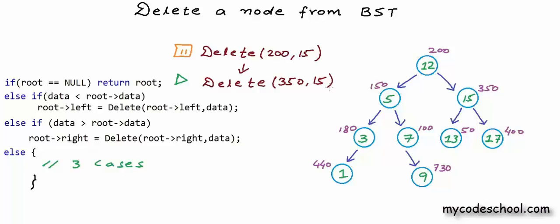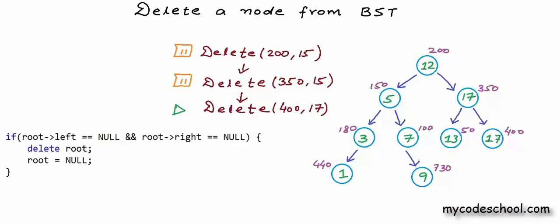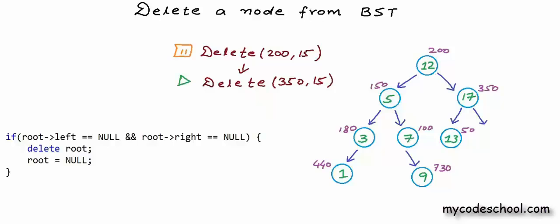Delete 350, 15 returns. Now for this call below, we will go inside the third else in case 3. Here we will find the node with minimum value in right, which is 17, which is 400. The value is 17. Address is 400. First we will set the data in the node at 350 as 17, and now we are making a recursive call to delete 17 from the right subtree of 350. We have only one node in the right subtree of 350. Here we have case 1. In this call, we will simply delete the node at 400 and return null. Remember, root will be returned in all calls in the end.